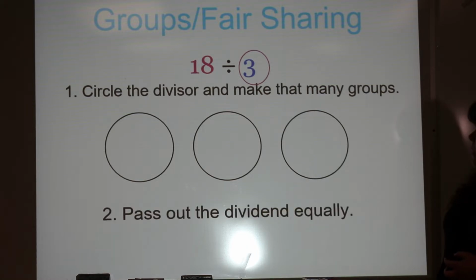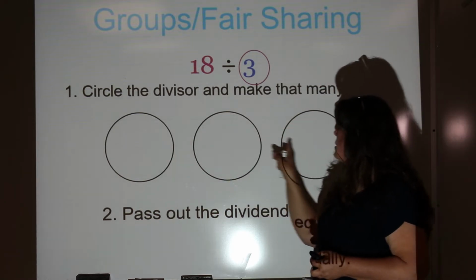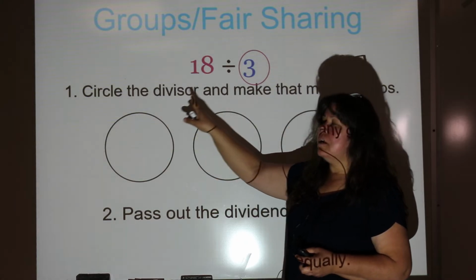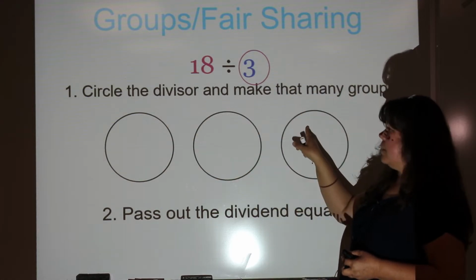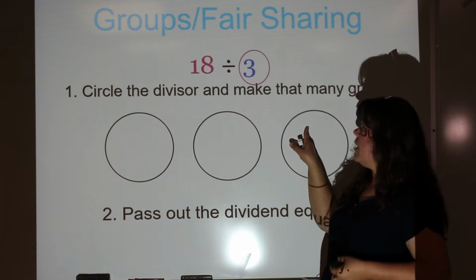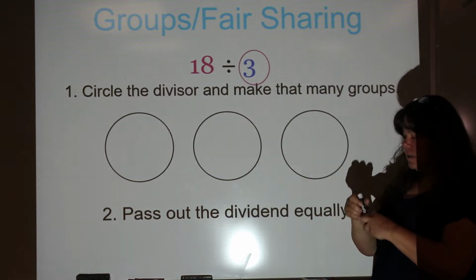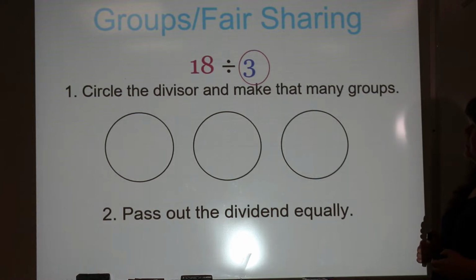2, we're going to pass out the dividend equally. It reminds me if you might have had some candies and you have 3 friends, and you're going to take 18 of those candies and you're going to start giving 1 to this person, 1 to this person, 1 to this person to keep it equal and keep it fair. That's why they call it fair sharing. And you keep going until you get to 18. So let's watch how this goes.